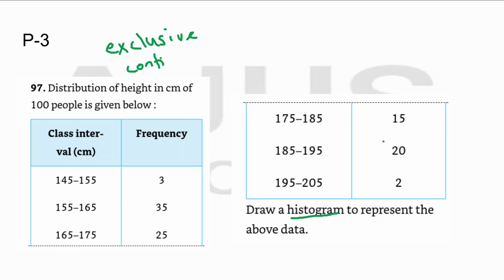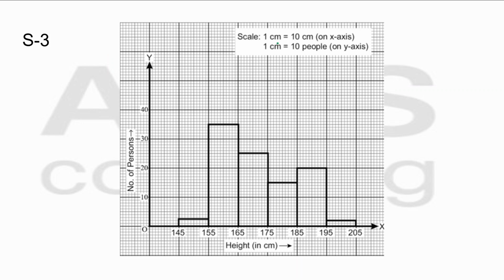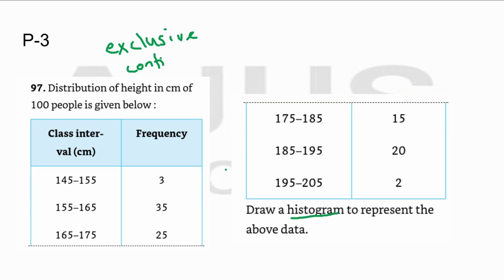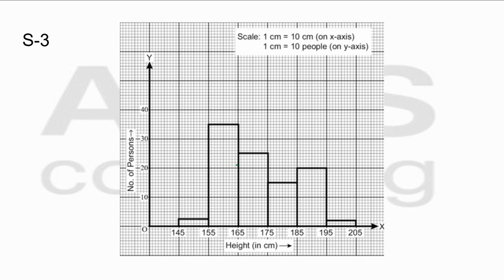So here you take the scale properly for the left and the right. The data is in 10 centimeters. So now, 1 centimeter, take 10 centimeters and then 10 people. So with this, it's a direct representation now. It's very simple. You can see the solution.